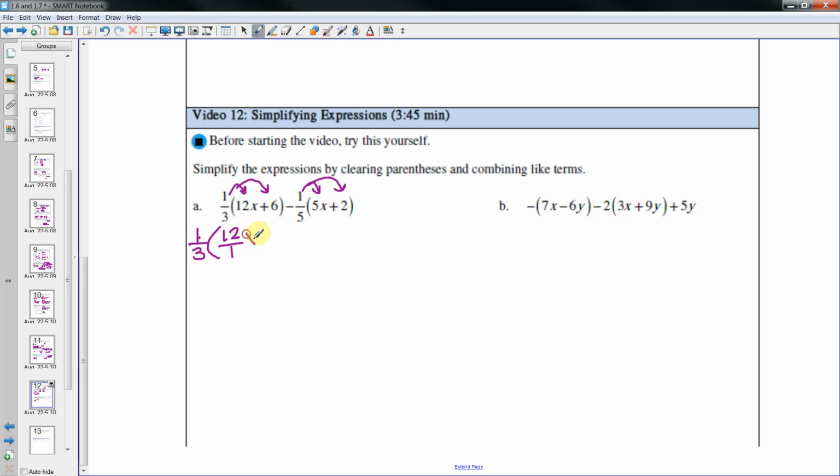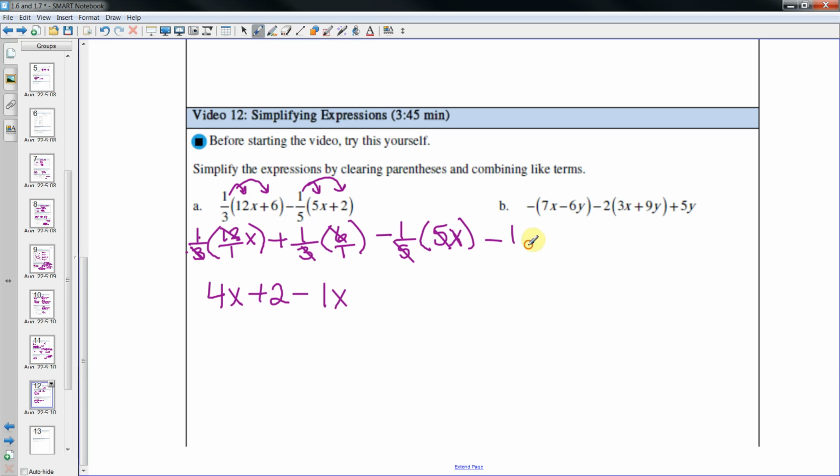1/3 times 12 over 1x plus 1/3 times 6 over 1. So those cancel. 1/3, that's going to be a 4x. 3 goes into 6 2 times, so plus 2. Minus, and I'm going to have a minus 1/5 times a 5x. Those are going to cancel, so I'm going to have negative 1x, and then I'm going to have negative 1/5 times a 2. So that's going to be negative 2/5. I can't cancel that one out. So when I combine like terms, 4x minus 1x gives me 3x.